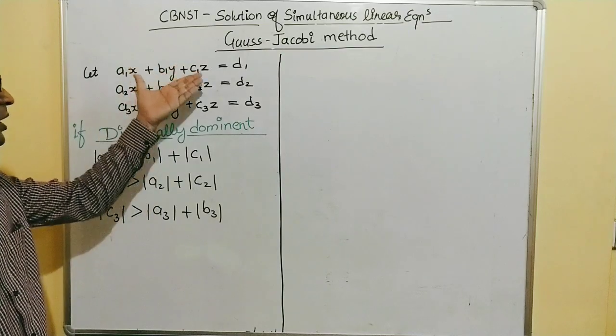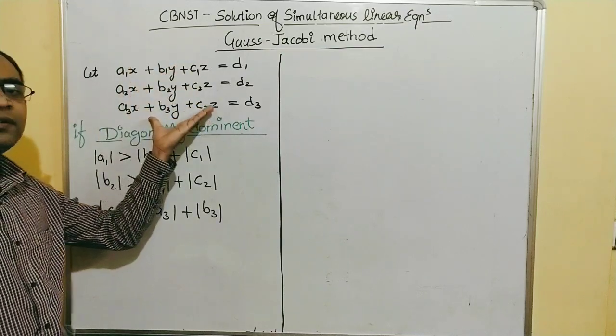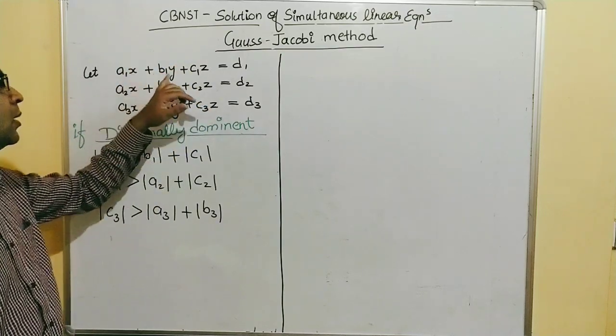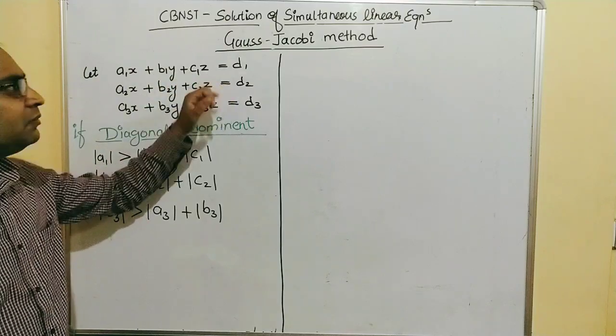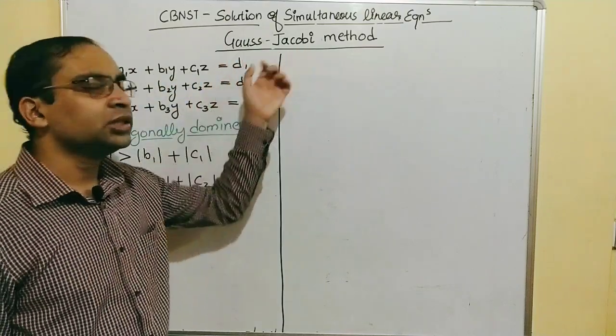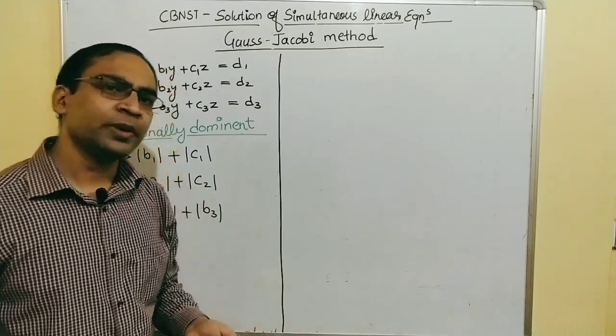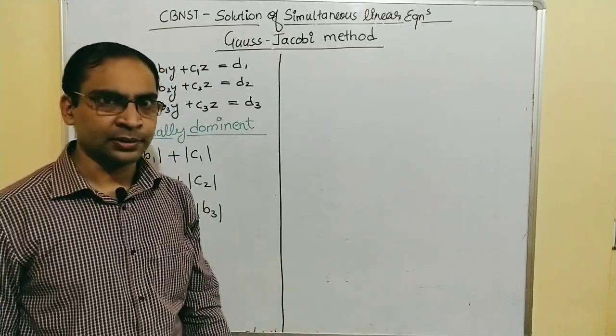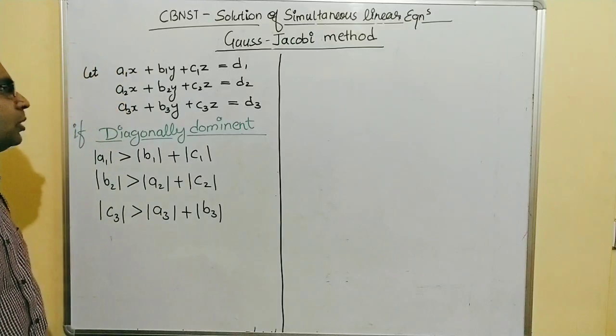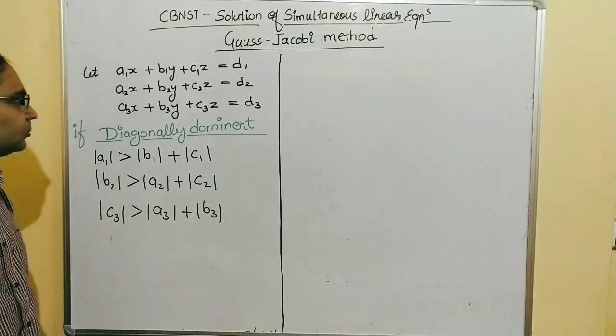If you want to solve these equations and get the values of the variables x, y and z, then we need to follow this Gauss Jacobi method. We have other methods. We will study those methods also in the upcoming lessons. So let's see how this Gauss Jacobi method will give us the solution.